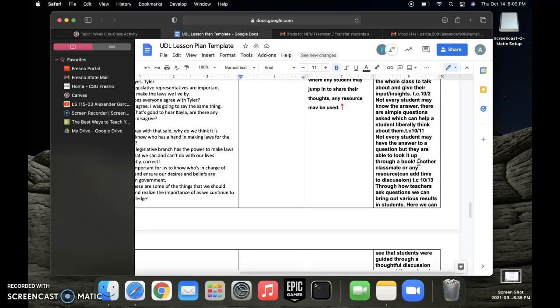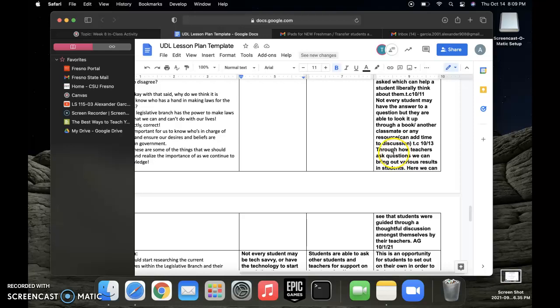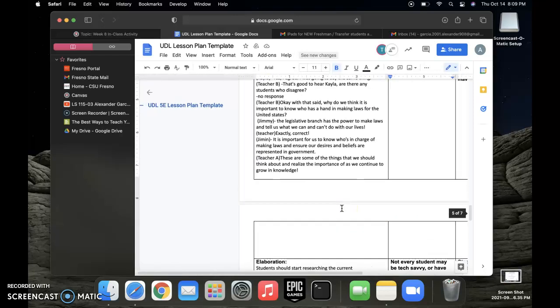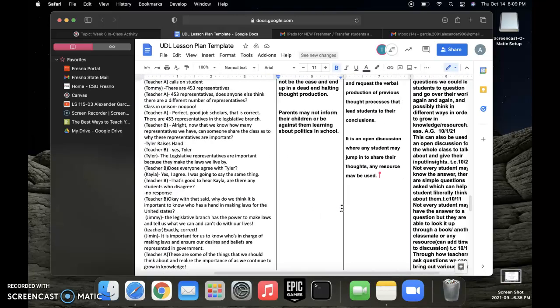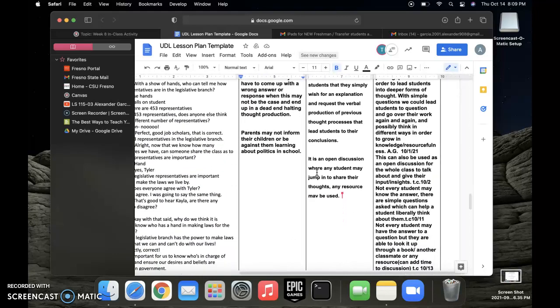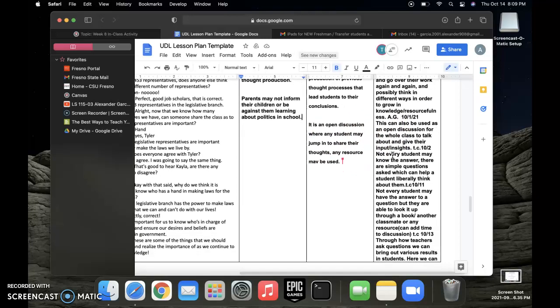And then my other one, I put, through how teachers ask questions, we can bring out various results in students. Here we can see the students were guided through a thoughtful discussion amongst themselves by their teachers. And that's referring to this discussion, or I guess the class meeting. And then I'll also note Tanya's points. This is my co-teacher.